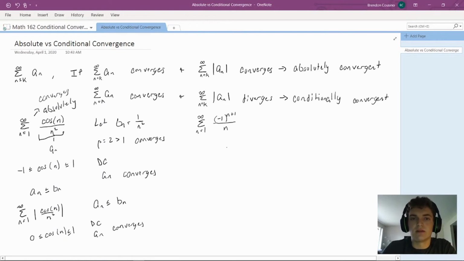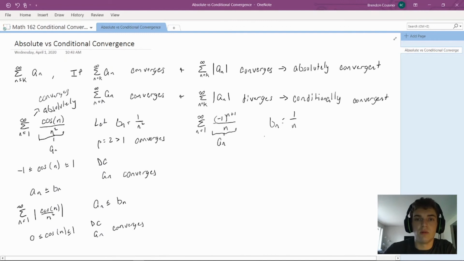Alright, now let's go over to this problem. First, we're going to specify our a of n term. It looks like this is an alternating series, so let's do the alternating series test. For the alternating series test, we need to specify our b of n. This is our a of n, and our b of n is equal to, without the alternating term, 1 over n.